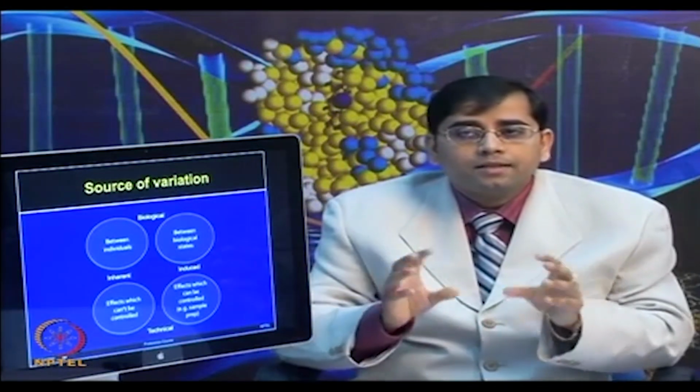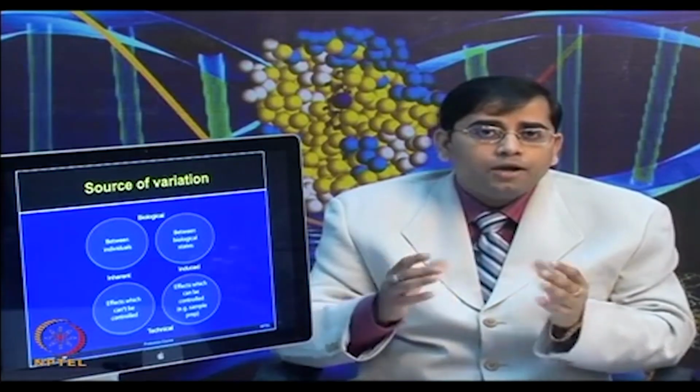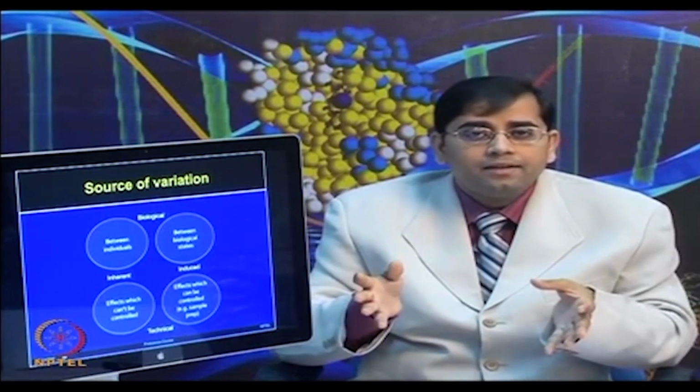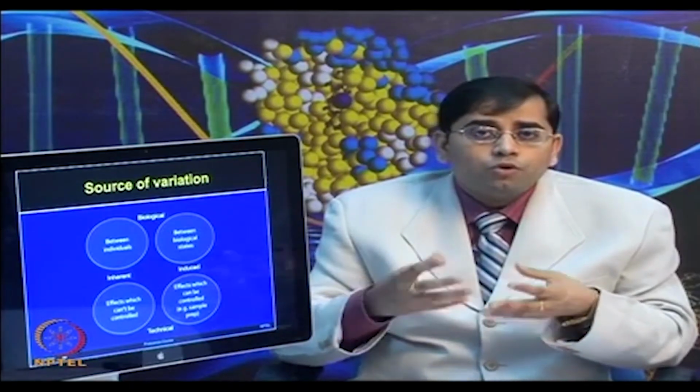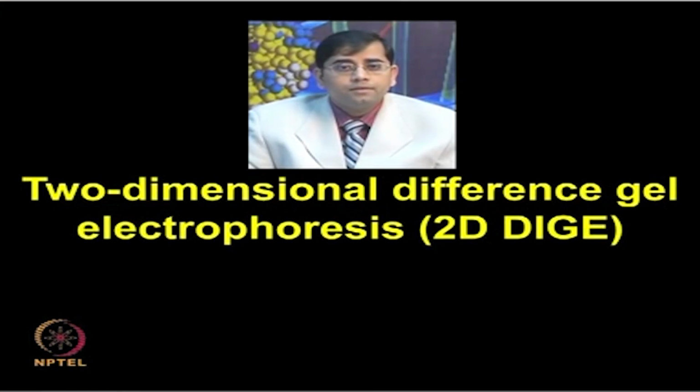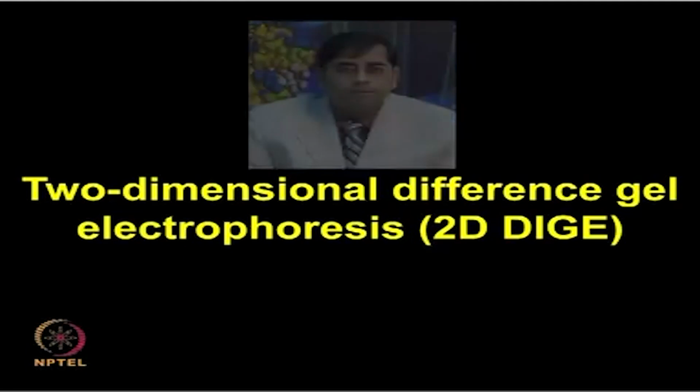All of those steps may result in large variations. So, in 2-dimensional electrophoresis, when you are separating your control and treatment on 2 different gels and you have so many variations coming from both biological and technical sources, then the overall analysis and the confidence in the data becomes very questionable. To overcome those limitations, a new approach, an advanced electrophoresis method, 2-dimensional difference gel electrophoresis or 2D DIGE, has emerged.